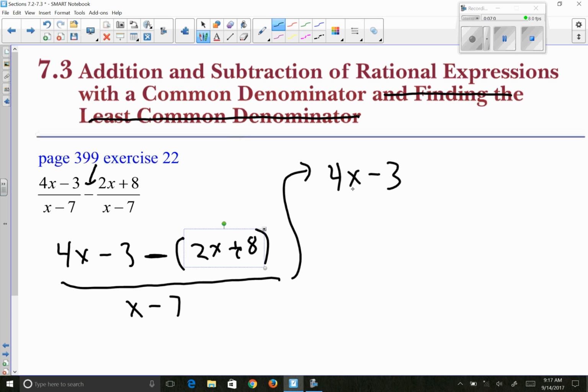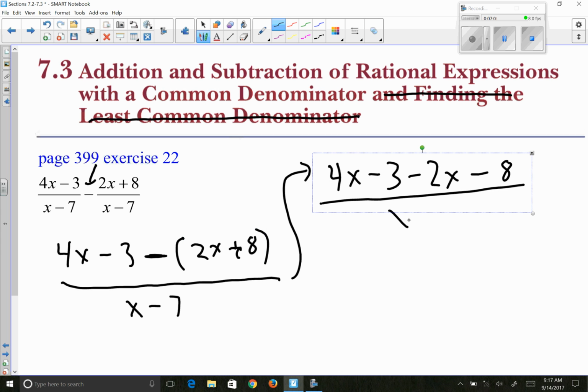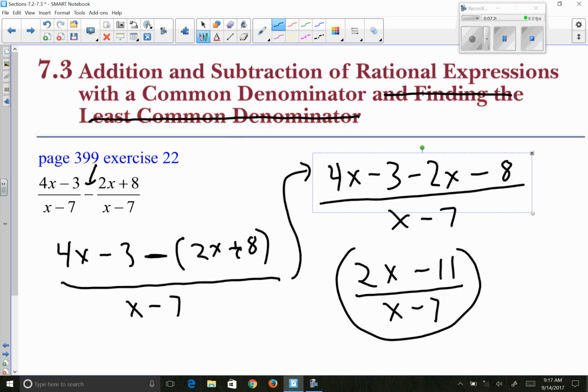4x minus 3, negative 1 times 2x is negative 2x. Negative 1 times positive 8 is negative 8. All over the common denominator. Combine like terms, 4x minus 2x is 2x. Negative 3 and negative 8 is negative 11. The answer is 2x minus 11 over x minus 7. If we could reduce this, we would. But we can't, so that's it. 2x minus 11 over x minus 7.